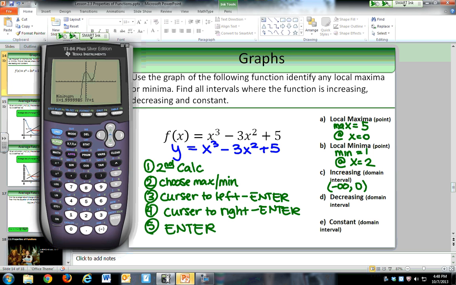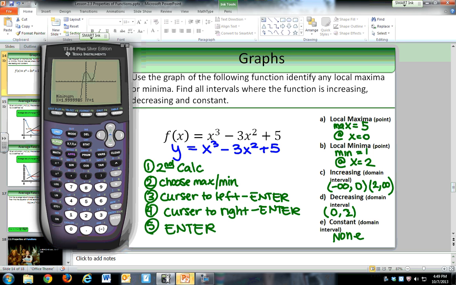As you keep going along the graph from that local maximum point, it starts decreasing. So it's decreasing from 0, where the maximum occurred, all the way to where it hits the minimum. That minimum occurred at 2, so it's decreasing from 0 to 2. Then it starts increasing again at 2, all the way to infinity. There were no constants on this graph.